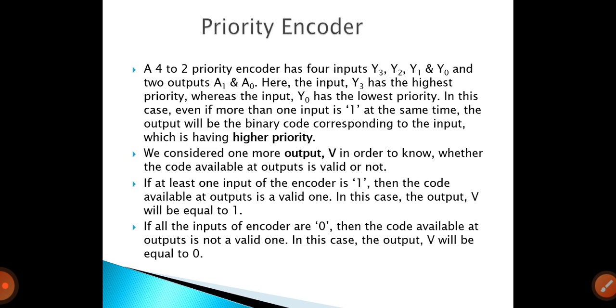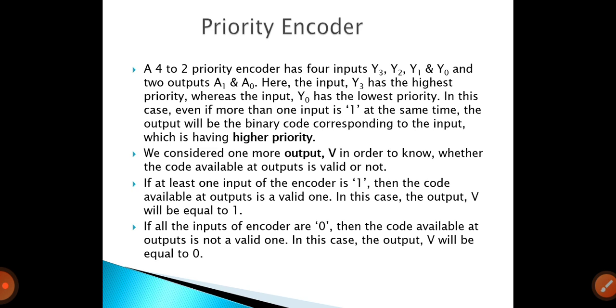Why? N equals 0. That's why Y0 is the lowest priority. 2 raised to 3 is Y3, the highest priority. In this case, even if more than one input is 1 at the same time, the output will be the binary code corresponding to the input which has the higher priority.